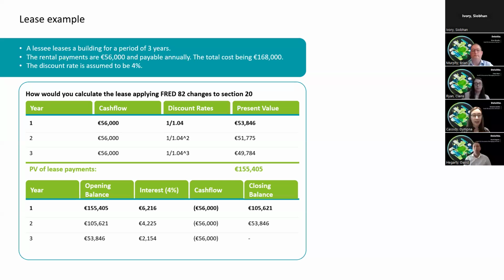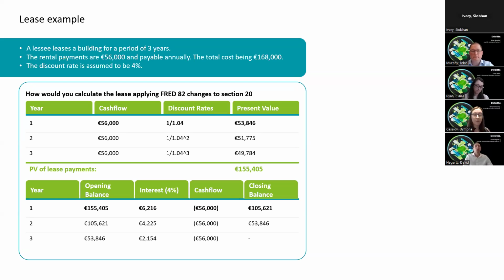So I might just ask for the slide to just appear there. So that's great. Thank you. So in this scenario, we have a lessee who's leasing a building for a period of 3 years. They have a rental charge that's annually 56,000. And we have assumed for simplicity of the example that the discount rate is 4%. However, I know Dave and Brian, you'll get into a bit more detail on complexities that can apply in relation to discount rates.